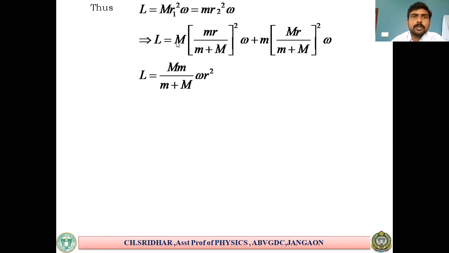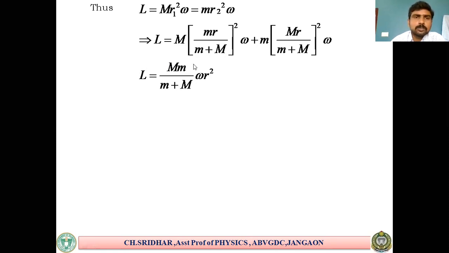Then L is equal to small m into the quantity capital M r by small m plus capital M, whole square, into omega, plus capital M into the quantity small m r by small m plus capital M, whole square, into omega. In this we have capital M, small m, r and omega common. Taking the common terms out, L is equal to capital M into small m divided by small m plus capital M, into omega r square.